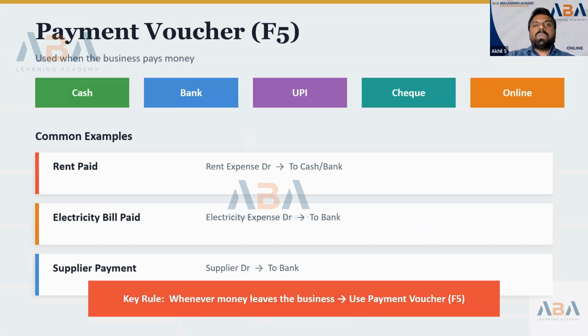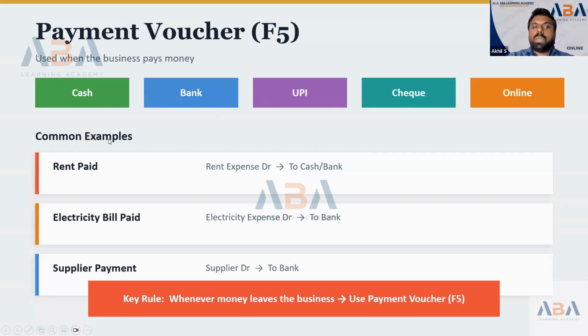Let us look in detail at payment voucher. Payment voucher is used when the business pays money. When money is going out from our hand or from our business, we use payment voucher. These are the modes through which money goes outside when we pay it. It can be cash payment, bank transfer, UPI, cheque, or online transactions. These are the major methods by which money goes out from our business.